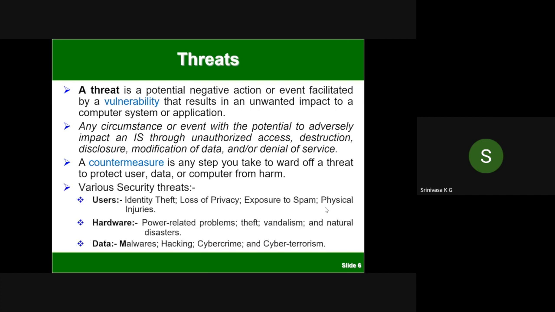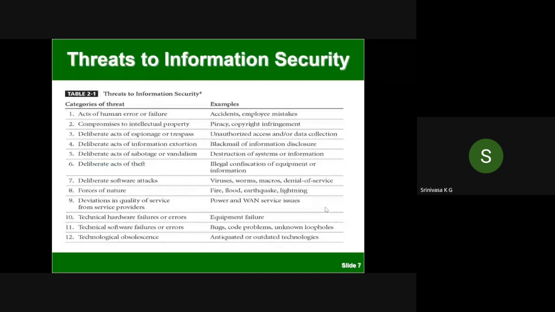So there are various security threats. One is identity theft, that is the loss of privacy, exposure to spam, physical injuries, and so on. Hardware threats include power related problems, theft, vandalism, and natural disasters. Data threats include malware, hacking, cybercrime, and cyber terrorism. These are the common categories of threats and typically the examples.